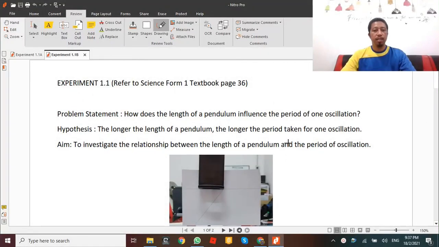Okay, so this is the lab report that I've created. This is the lab report for our previous experiment, experiment 1.1. Problem statement: how does the length of a pendulum influence the period of one oscillation? Hypothesis: the longer the length of a pendulum, the longer the period taken for one oscillation. Aim: to investigate the relationship between the length of a pendulum and the period of oscillation.